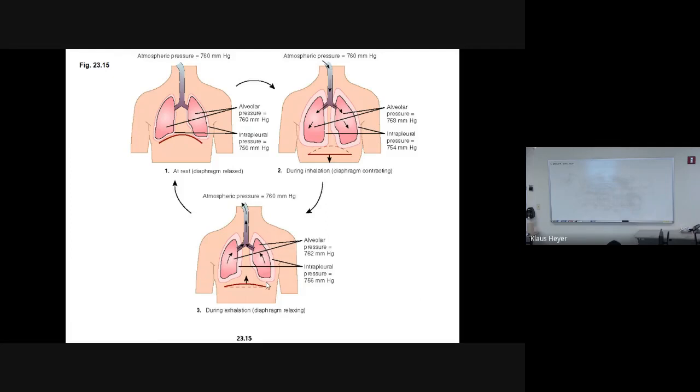And then breathing out is passive. So there's a couple things here. The diaphragm is going to relax. When the diaphragm relaxes, it reverts back to this shape. So that's going to make the lungs smaller. But really what it is, the lungs have what's called elastic recoil. They're just snapping back to position.